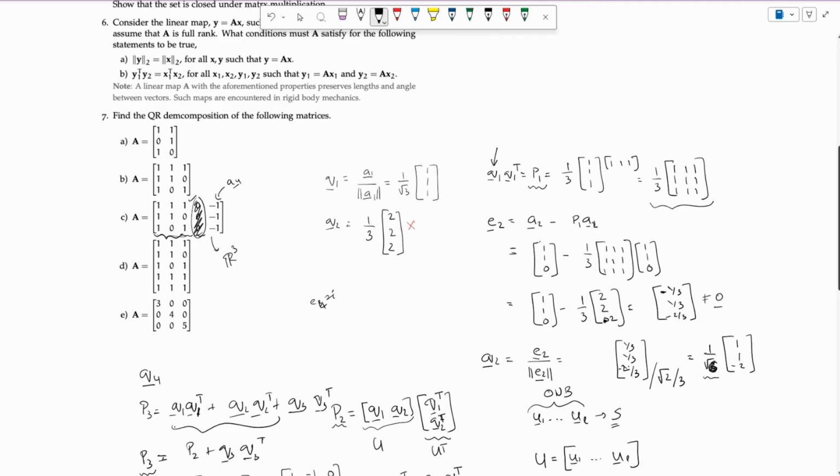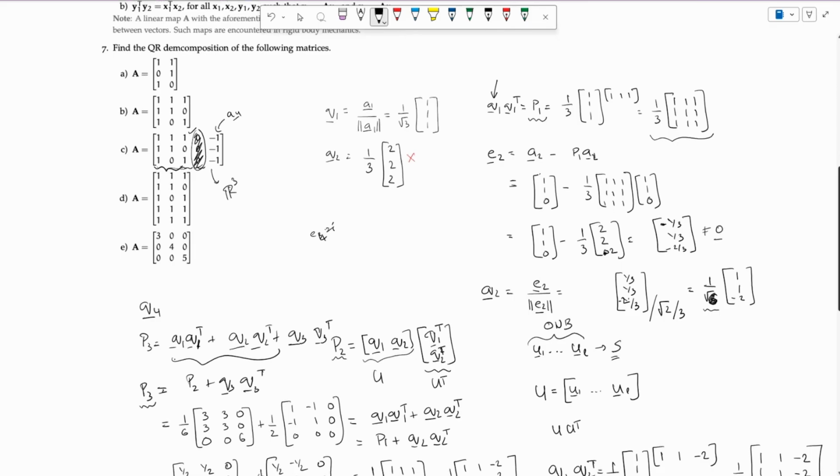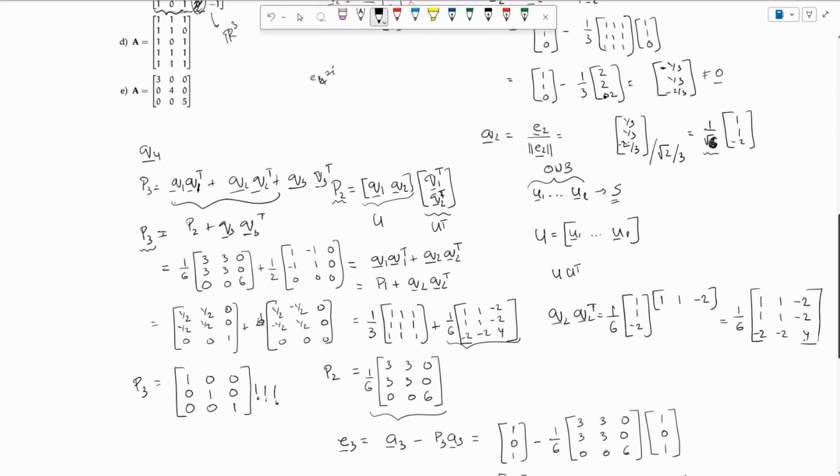Well, it's all of R3, right? If you have n linearly independent vectors from Rn, they will span all of Rn because they form a basis. That means the subspace onto which you are projecting is the entire space. So if I take any vector from that space, it's in that subspace.